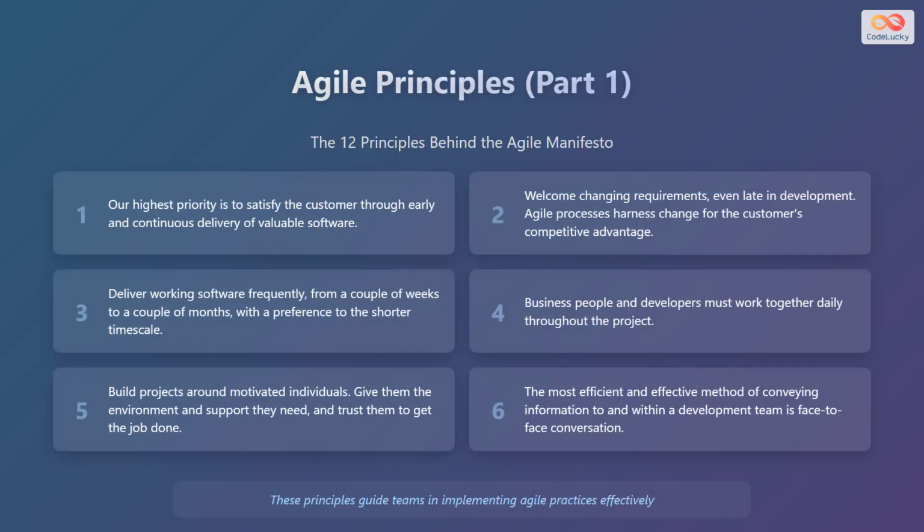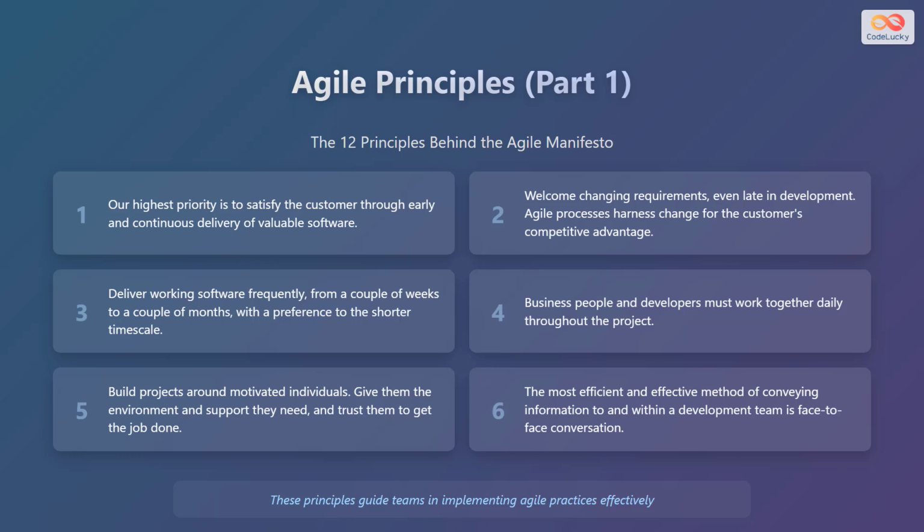Let's dive into the 12 principles behind the Agile Manifesto. First principle. Our highest priority is to satisfy the customer through early and continuous delivery of valuable software. Second principle. Welcome changing requirements, even late in development. Agile processes harness change for the customer's competitive advantage.